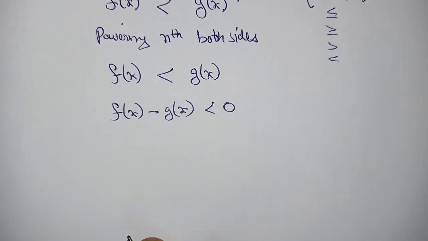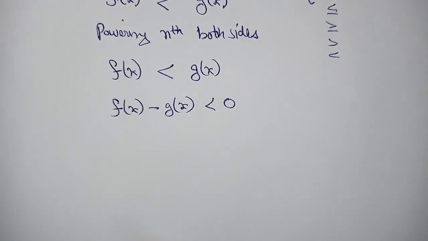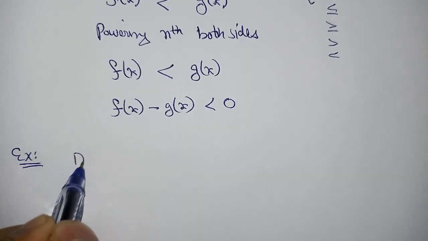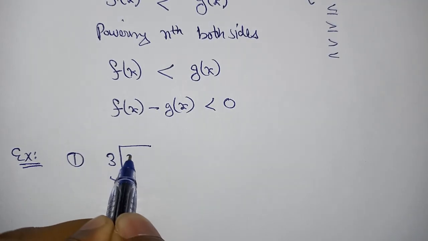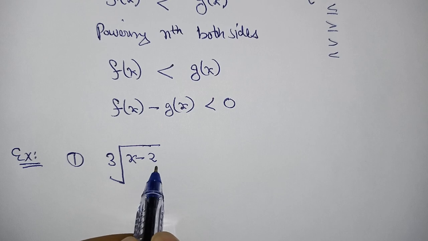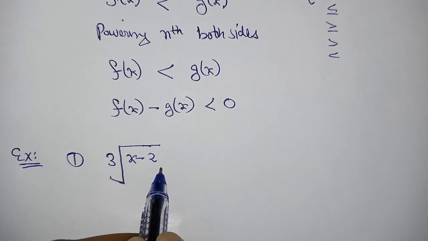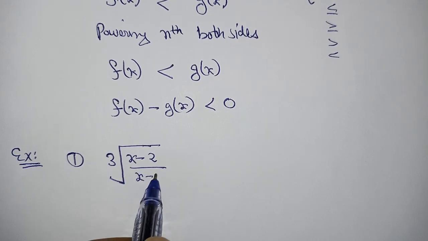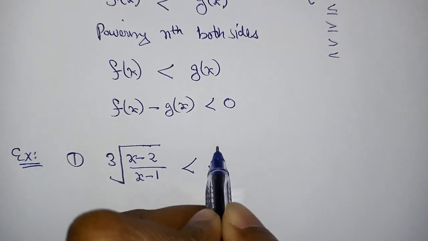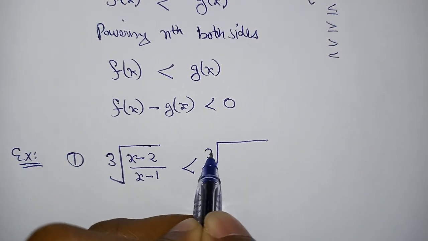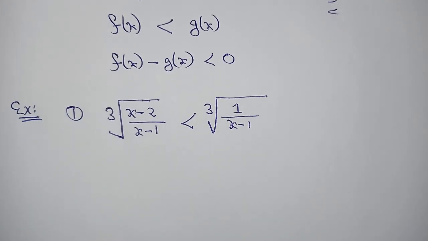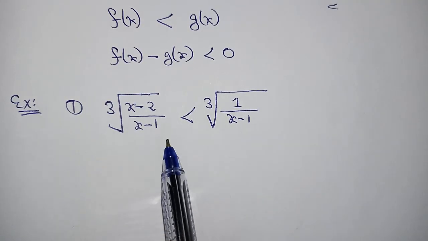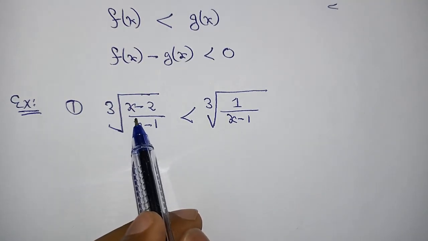So let's take an example so it will be more clear. So taking example, we have an equation, or we can say an inequation, an inequality: cube root of (x minus 2 divided by x minus 1) is less than cube root of 1 upon x minus 1. So how to simplify this and find the domain of x, what will be the value of x?